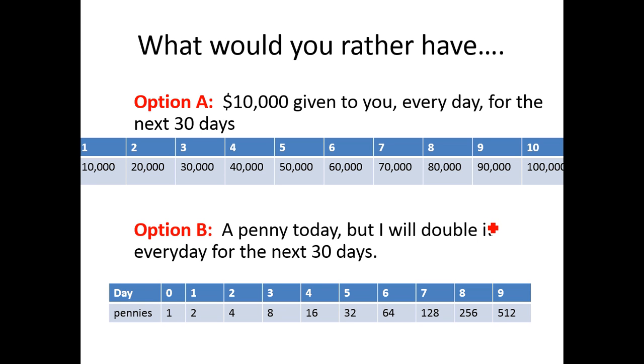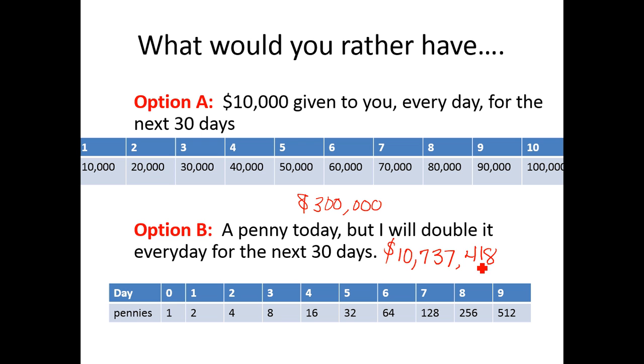So let's look at table B. By day 9, I'm only going to get 512 pennies. That's only $5.12. That doesn't look very good. I'm thinking option A is where most of you are going to go. But what if I told you that option B, by day 30, you got $10,737,418 and some odd cents? And what would option A give you in 30 days? Only $300,000. Now which one are you going to take?